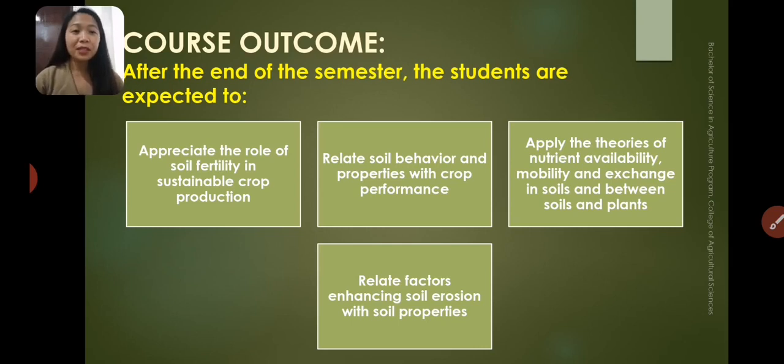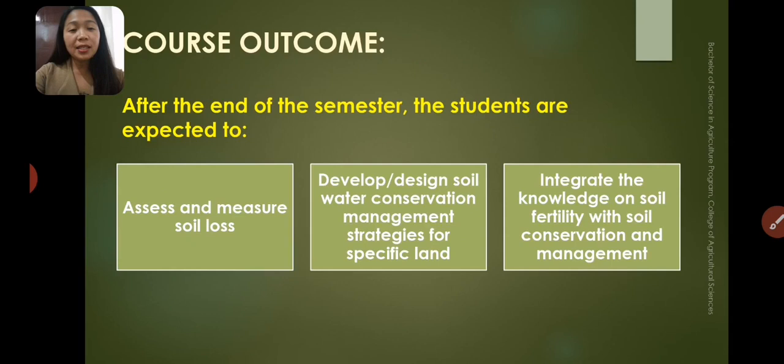So we have the course outcome. After the end of the semester, the students are expected to appreciate the role of soil fertility in sustainable crop production, relate soil behavior and properties with crop performance, apply the theories of nutrient availability, mobility, and exchange in soils and between soils and plants, relate factors enhancing soil erosion with soil properties, assess and measure soil loss, and develop or design soil water conservation management strategies for a specific land.